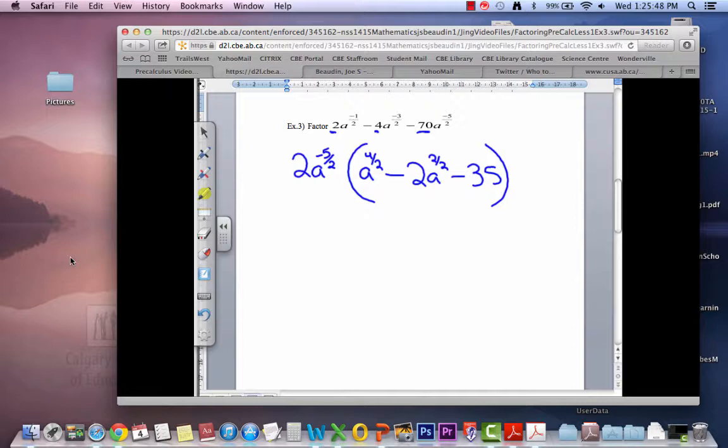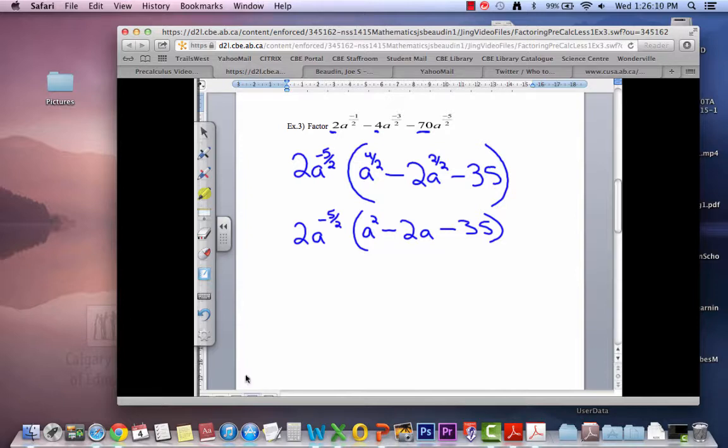Now I'm not quite done, because I wouldn't usually write my exponents this way. The front term is good, 2a to the negative 5 over 2. Now, a to the 4 over 2 is just a squared minus 2a minus 35.